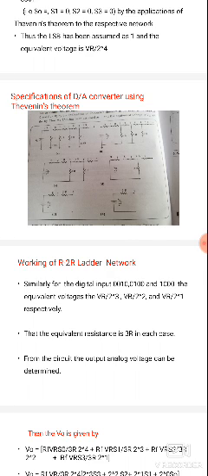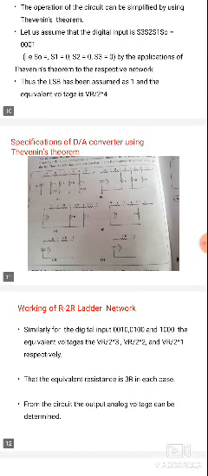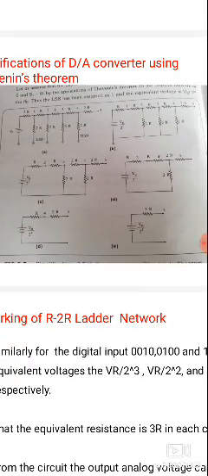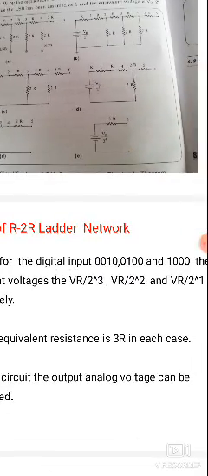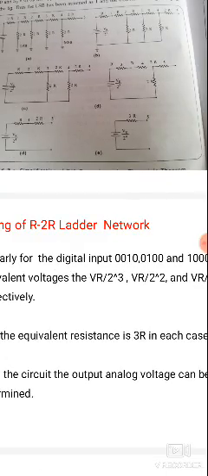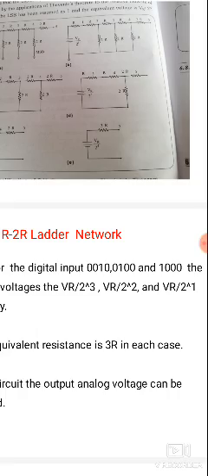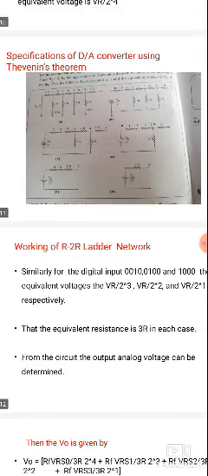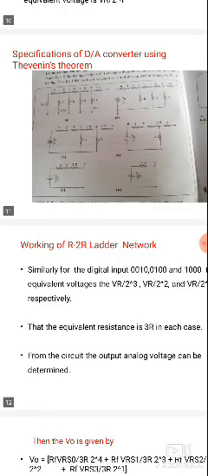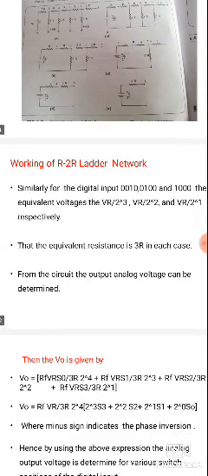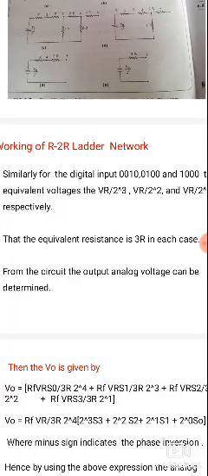Whenever S0 is equal to 1, the reference voltage is VR by 2 power 4. Whenever S1 is equal to 1, the Thevenin's equivalent voltage is VR by 2 cube. When S2 is equal to 1, it is VR by 2 square. The third case is the MSB equal to 1, that is VR by 2 power 1 respectively. The equivalent resistance is 3R in each case.